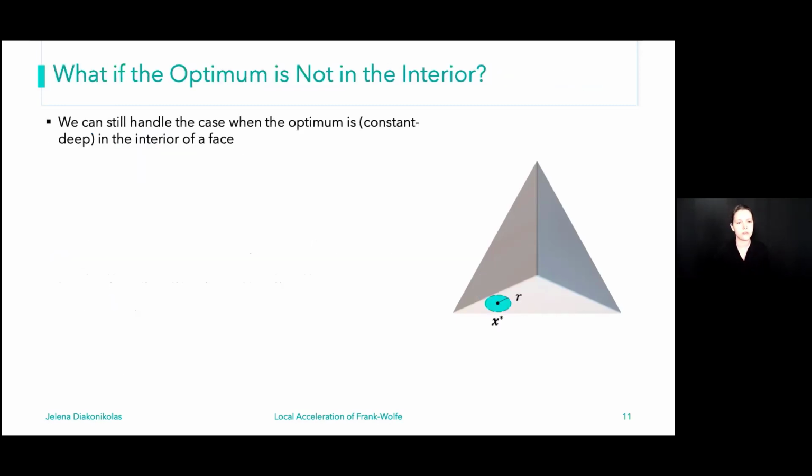So not only when the point is in the interior, but maybe it is in the interior of a face, so we can still get local acceleration. The case is always that you can assume that you're sufficiently deep inside the face. If you're at a vertex, Frank-Wolfe would work already. So really, when this will not work would be just some degenerate cases where you have a really spiky polytope.